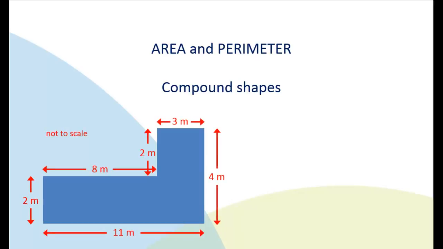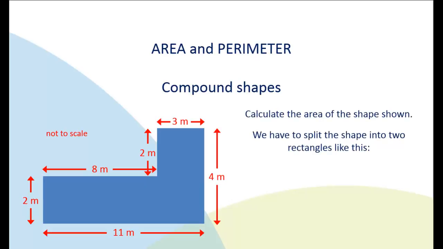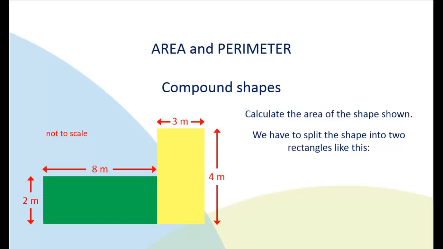There we are. And if we are asked to calculate the area of that shape, then we're going to split it into two rectangles. And there's normally more than one way we can do it. One way of splitting this into two rectangles would be to do this. There, we've got the green one and the yellow one. Now let's get rid of some of the measurements we don't need.